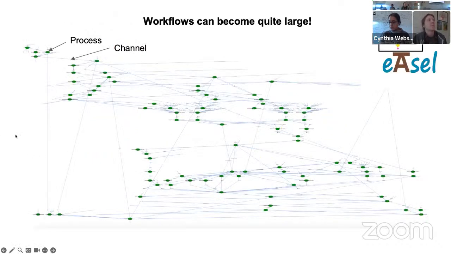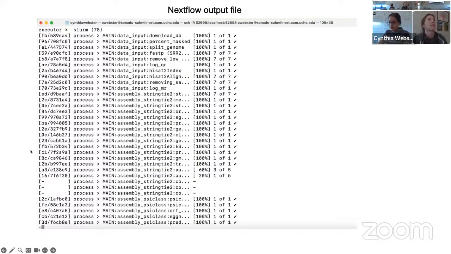You can see it gets quite complicated though, especially like this is EASEL. This figure looks pretty wild, but essentially each green dot is one of the processes. So maybe I'm running MAKER or Augustus, that would be a process. And then the channel is how it's connecting between. You could see there's a lot of connections. The output file for Nextflow, the standard out, looks something like this.